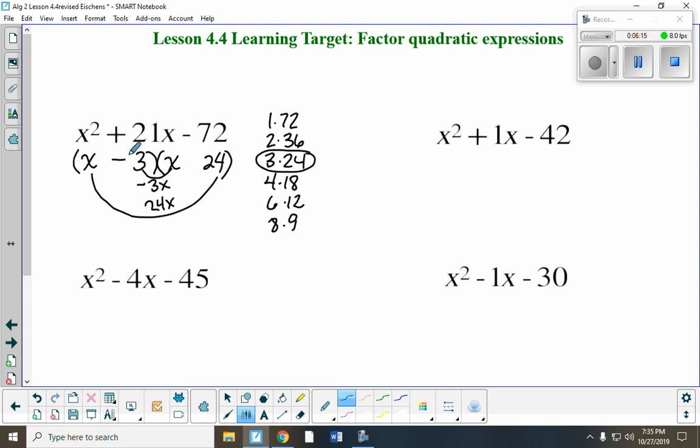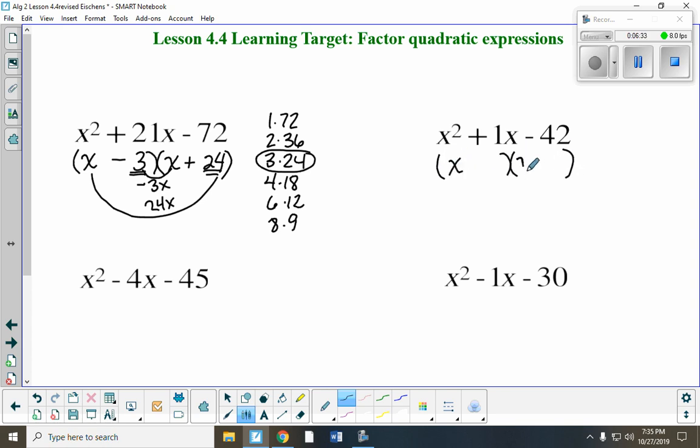So the negative has to be in front of the 3, so that would be negative 3x and a positive 24. And then now look at your last. When you multiply the last number times the last number, negative 3 times positive 24 is a negative 72. So let's do this next one.